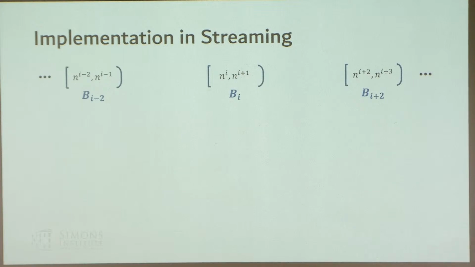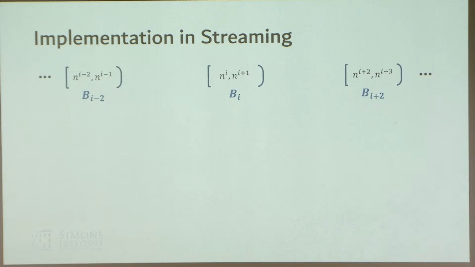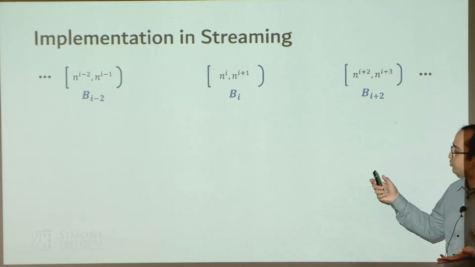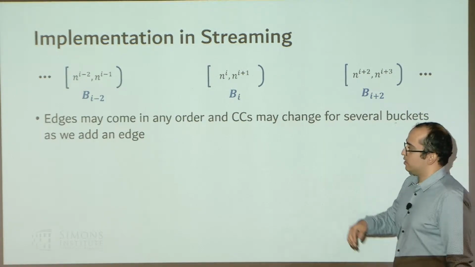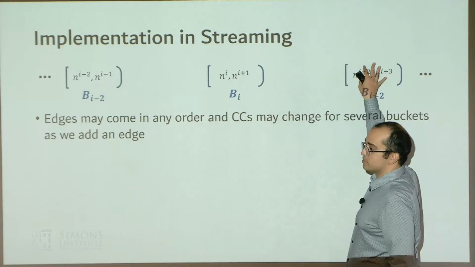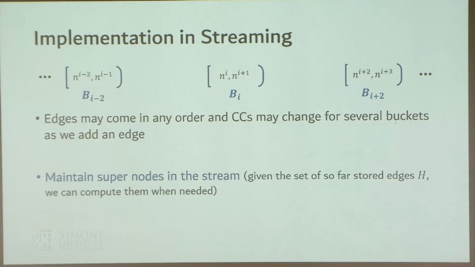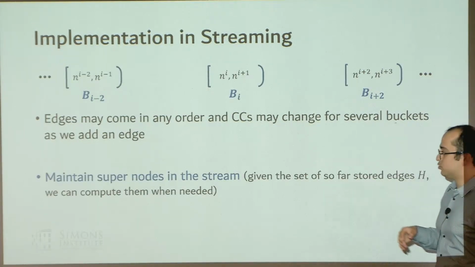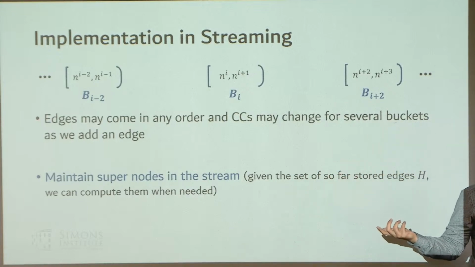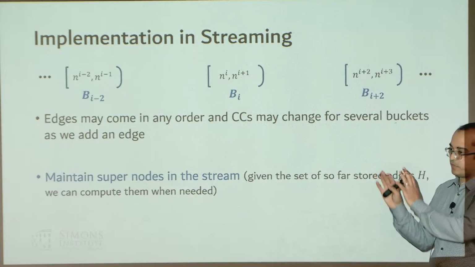Okay, so that was basically the overview of the offline algorithm. And I'll tell you about its implementation in streaming. The main challenge now is that as edges arrive, the connected components for the buckets that the edge belongs to and the heavier buckets will change. And we need to basically restructure everything again. To do that, what we really need to keep is the super nodes. And we don't need to explicitly maintain or store them. We can just compute them whenever we need them once we have the graph edges.